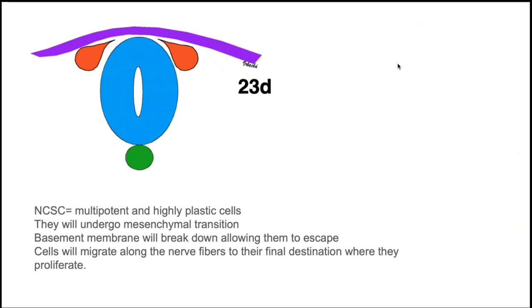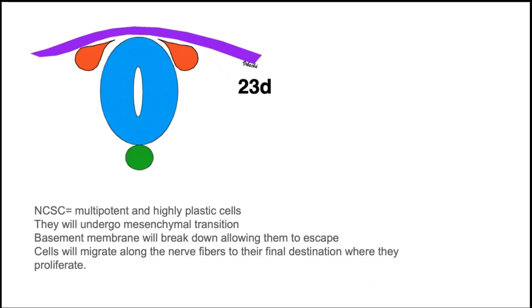So once again, neural tube, ectoderm, notochordal process that induced this entire formation, and then you have some cells that remained, which were forming your neural crest. So now let's talk about the neural crest. Well, the neural crest contains these neural crest stem cells, which are multipotent and they're highly plastic. These cells are going to undergo epithelial-mesenchymal transition. Basically, the basement membrane is going to break down, allowing them to escape, and then these cells will migrate along the nerve fibers to their final destination where they will proliferate.